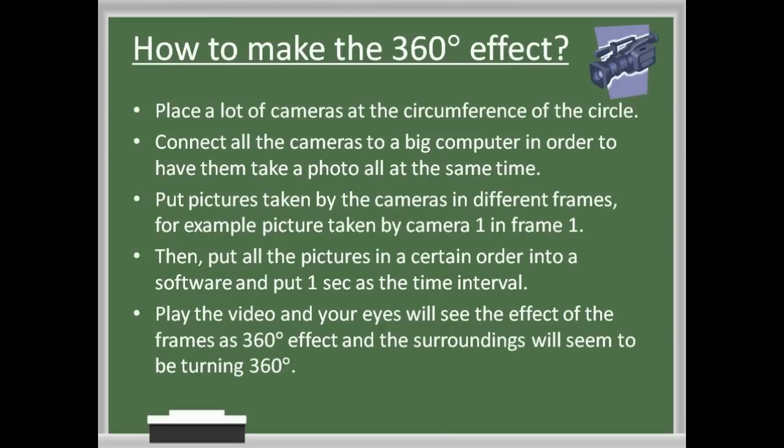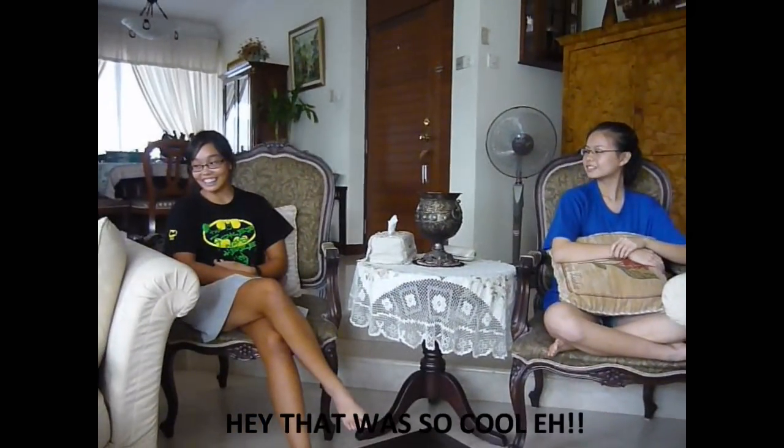For example, picture taken by camera 1 in frame 1. Then, put all the pictures in a certain order into a software and put 1 second as the time interval. Finally, play the video and your eyes will see the effect of the frames as 360 effect. That was so cool, eh.